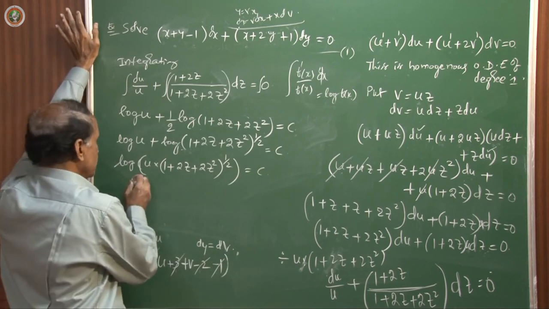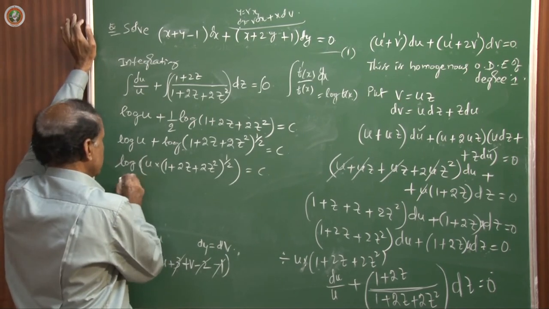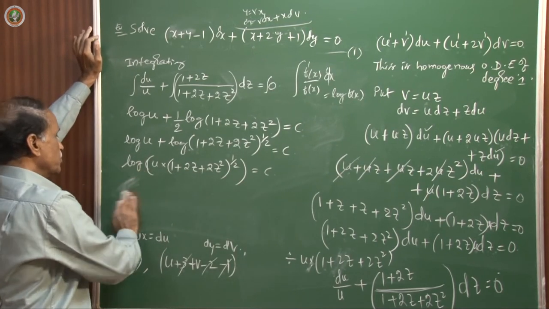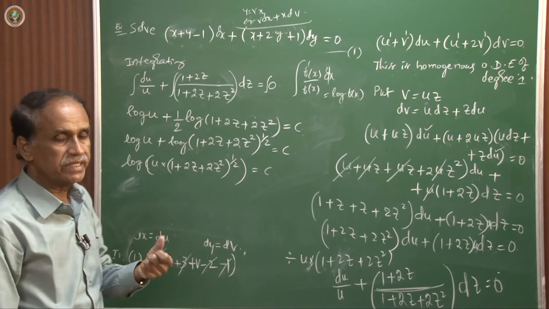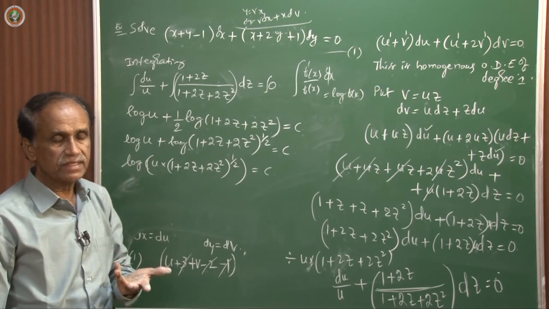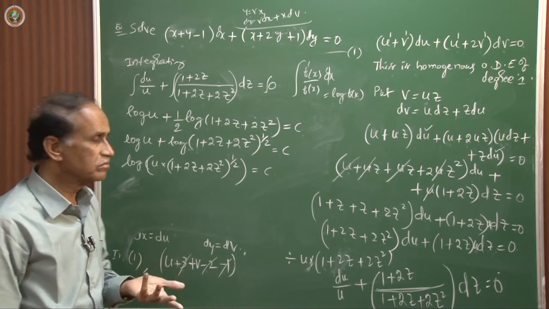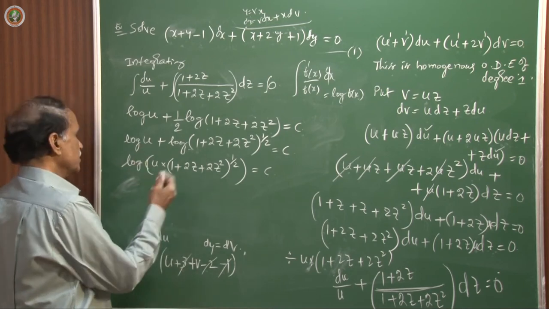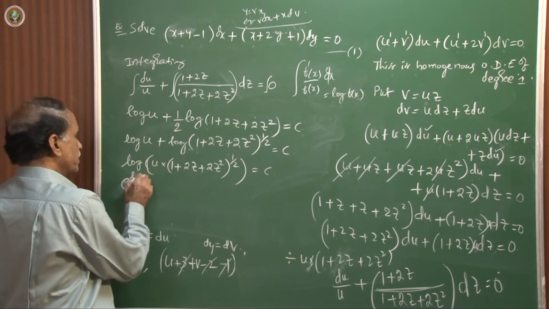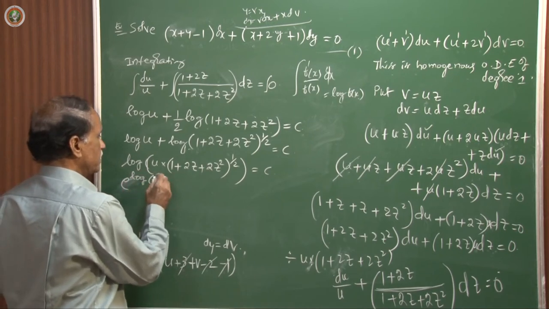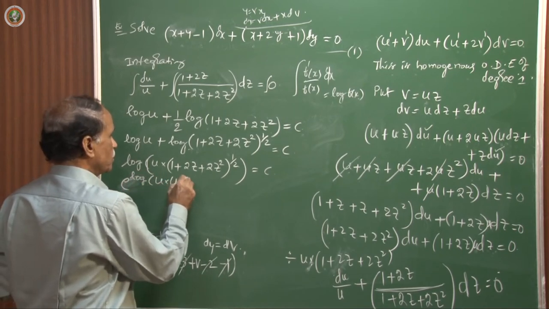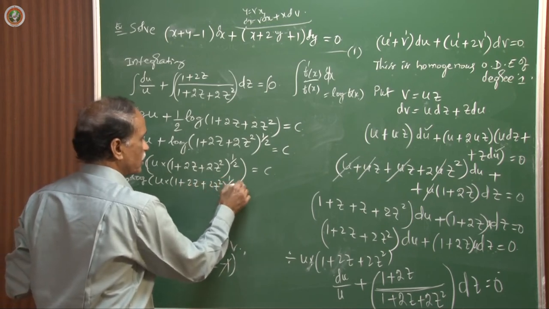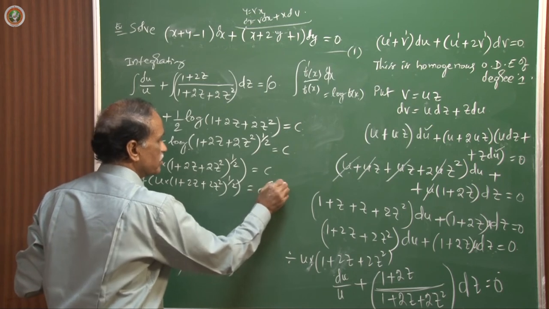Then what you have to write? Raise e to the power on both sides, taking exponential as a base. For what purpose do we take exponential as a base? That means you have to remove the log on both sides if it is there. But here log is on one side, you can remove that. So e to the power log of u into (1 plus 2z square) whole to the power half is equal to e to the power c.